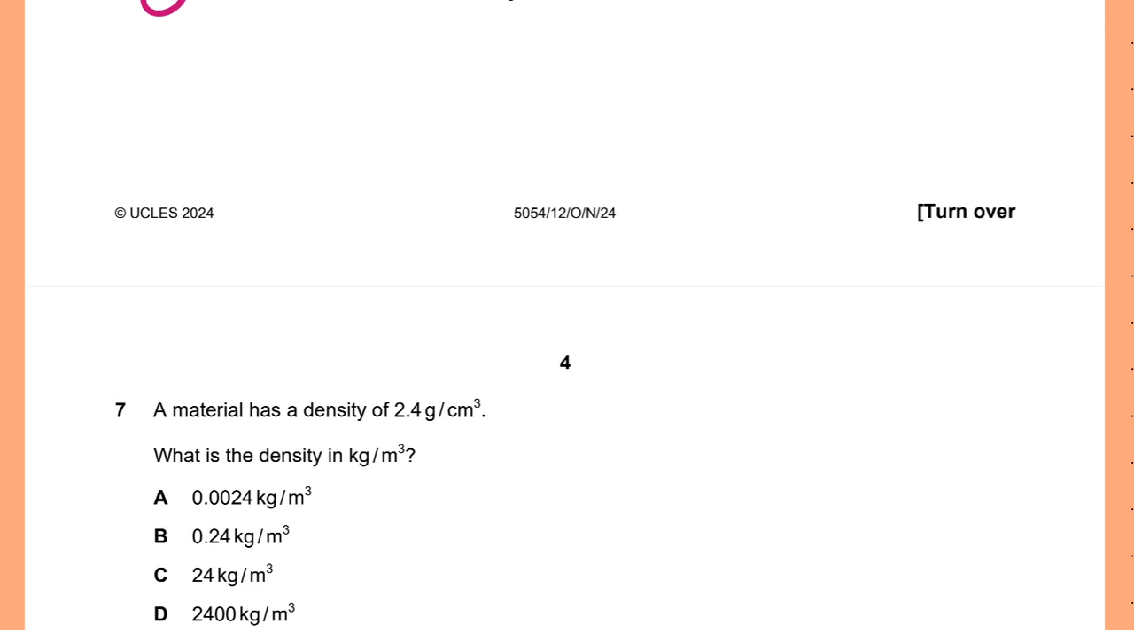Question 7. A material has a density of 2.4 gram per centimeter cube. What is the density in kg per meter cube? Now I basically have this memorized that whatever is the density in g per cm cube, you would multiply by 1000. But if you don't have this memorized, then you would just have to do this. So 2.4 for the gram into kg, I would divide by 1000.